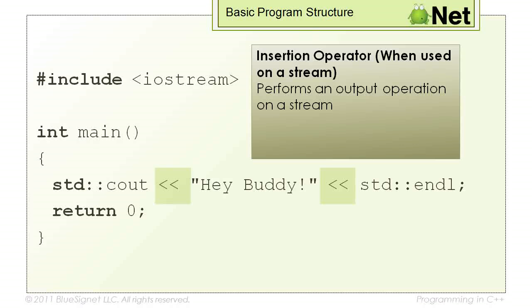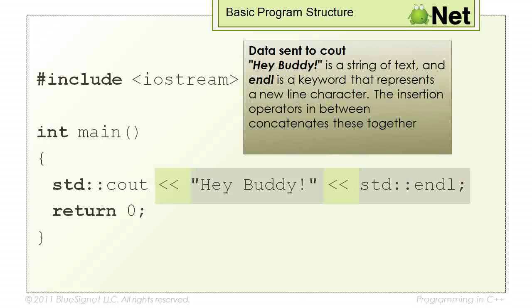And here we're using two insertion operators to concatenate two strings together. Just generally know that these are insertion operators. So what are we doing here? In between the insertion operators, we're sending text. We're sending "hey, buddy," which we all recognize as a C string, a string of text being inserted into cout. We're also sending endl, which is part of the std namespace. endl is basically a keyword that represents a new line character. By doing these two insertion operators, we're simply concatenating these two strings together and piping them to cout.